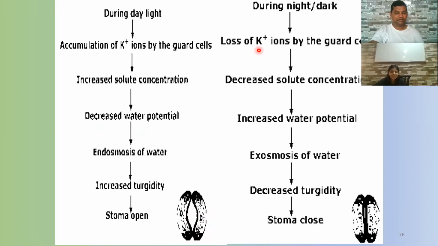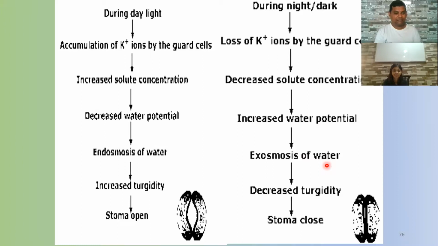K plus ions loss हो रहा है. Solute concentration decrease हो रहा है. Water potential increase हो रहा है, बढ़ रहा है. Osmosis होगा. This was endosmosis, अब exosmosis होगा. Turgidity reduce हो गया. Flaccid हो रहा है cells. तो cells का अपना जो kidney shape है वो नहीं रहेगा, वो थोड़ा पिचका हुआ रहेगा. So stoma will be closed.